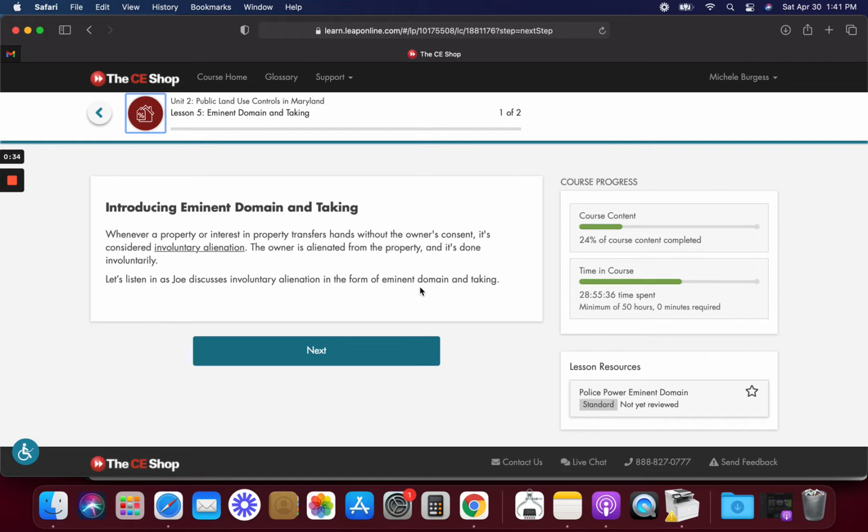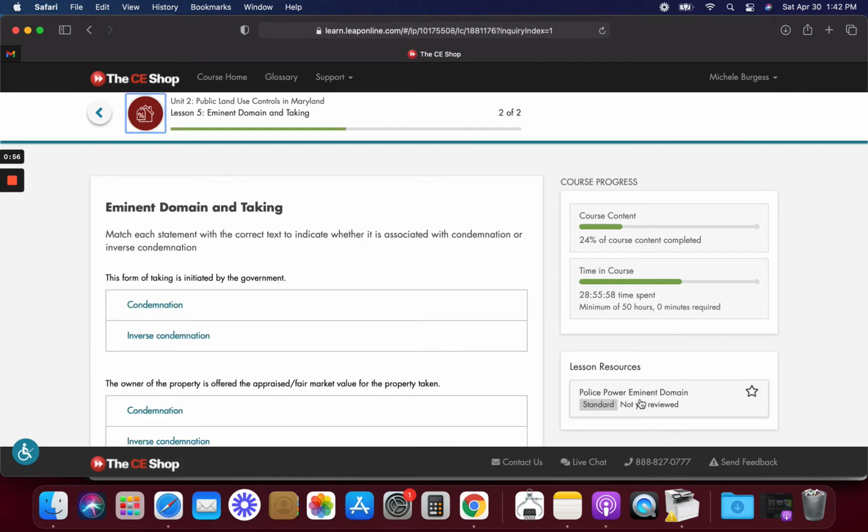All right, so let's see. Introducing eminent domain and taking. Whenever a property or interest in the property transfers hands without the owner's consent, it's considered involuntary alienation. The owner is alienated from the property and it is done involuntarily. All right, let's listen to a discussion in the form of eminent domain.